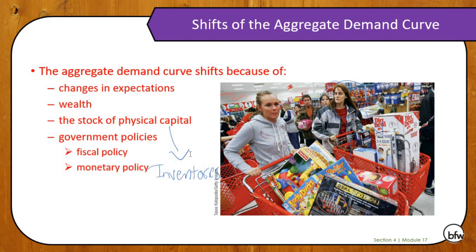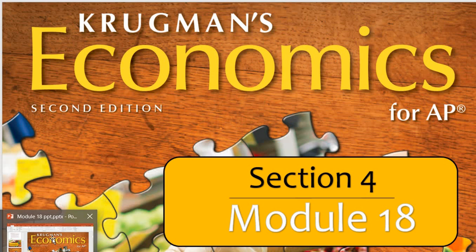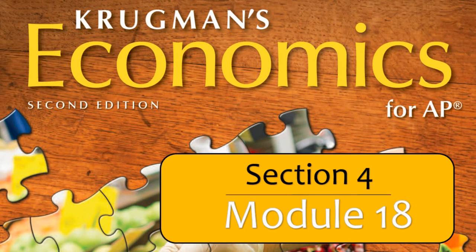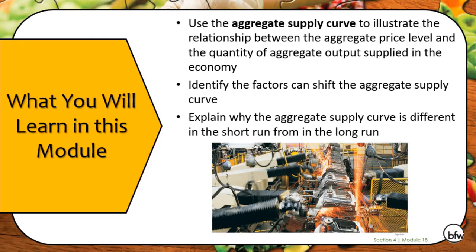So that's all for Module 17. So I'm going to go ahead and pull up Module 18 here. And in case you didn't realize this, Module 18 is going to cover the aggregate supply curve. There's actually 2 aggregate supply curves. One is the long-run aggregate supply. The other is the short-run aggregate supply.